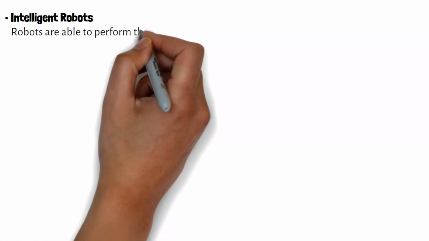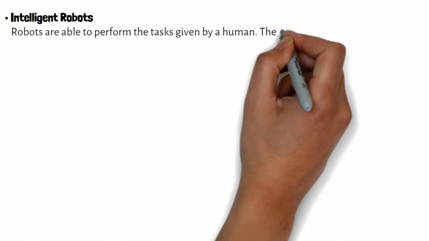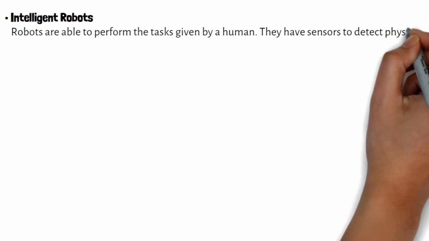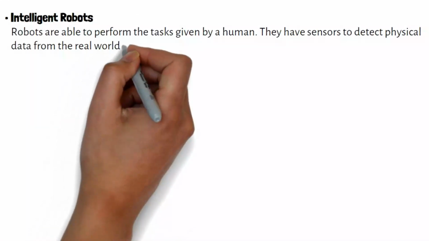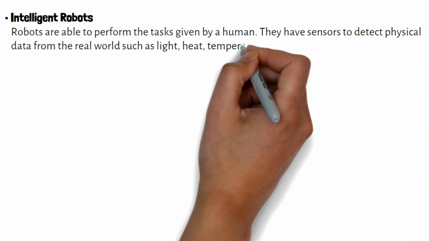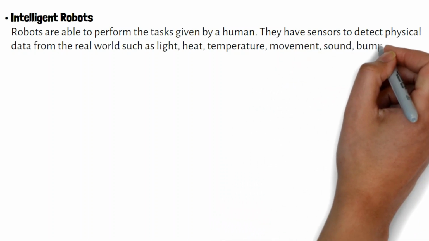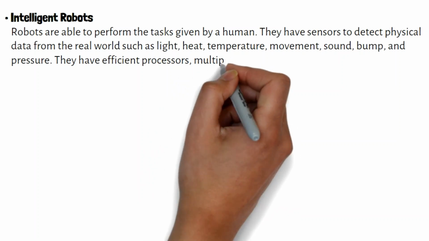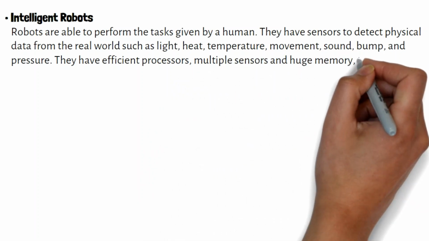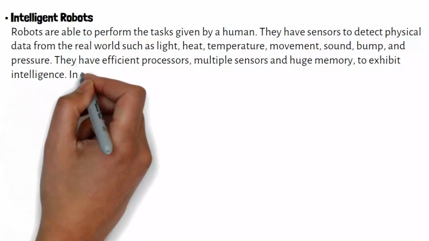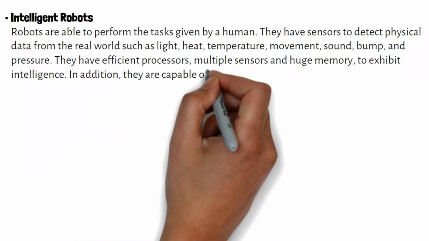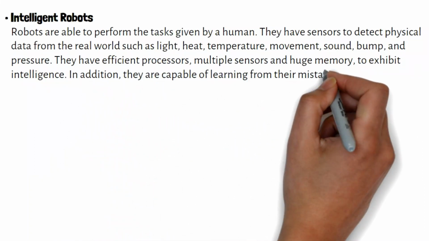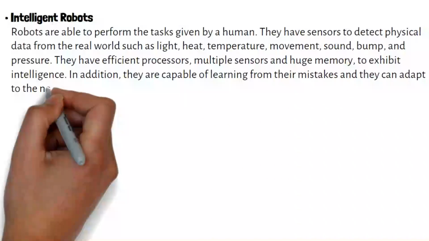Intelligent robots. Robots are able to perform the tasks given by a human. They have sensors to detect physical data from the real world such as light, heat, temperature, movement, sound, bump, and pressure. They have efficient processors, multiple sensors, and huge memory to exhibit intelligence. In addition, they are capable of learning from their mistakes and they can adapt to the new environment.